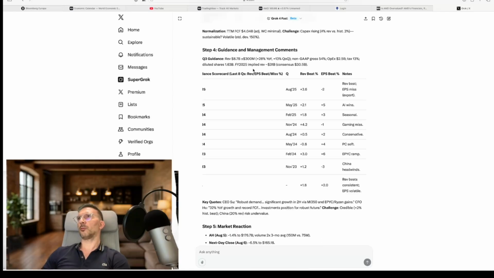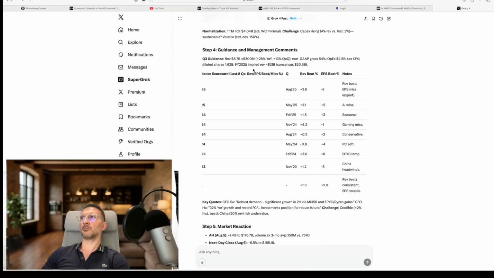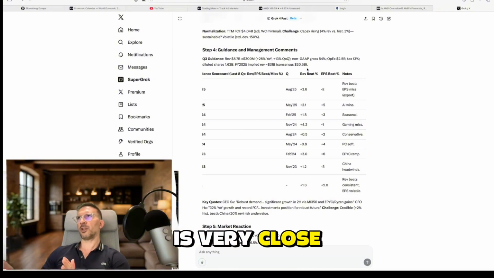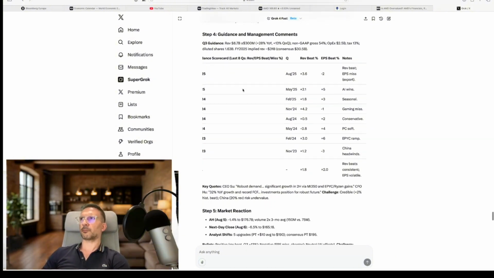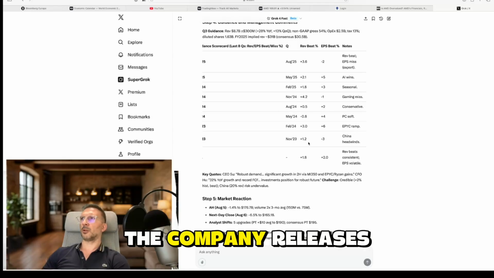So revenue for the whole year of 2025 is about 31 billion, and the consensus estimate is about 30.5 billion, which is very close to the guidance. Guidance is very reliable according to that table. The company released a lot of guidance.